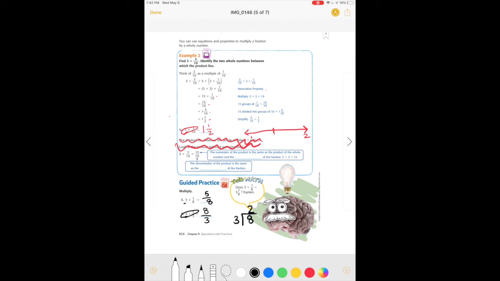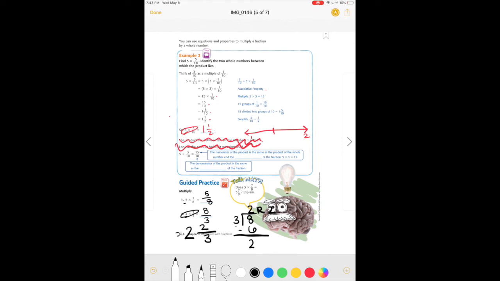Now we multiply 2 times 3 to get 6. We subtract and have 2 left over, so our remainder, 2. Our quotient becomes our whole number. Our remainder becomes our numerator. And our divisor becomes our denominator. So our final answer is 2 and 2/3.